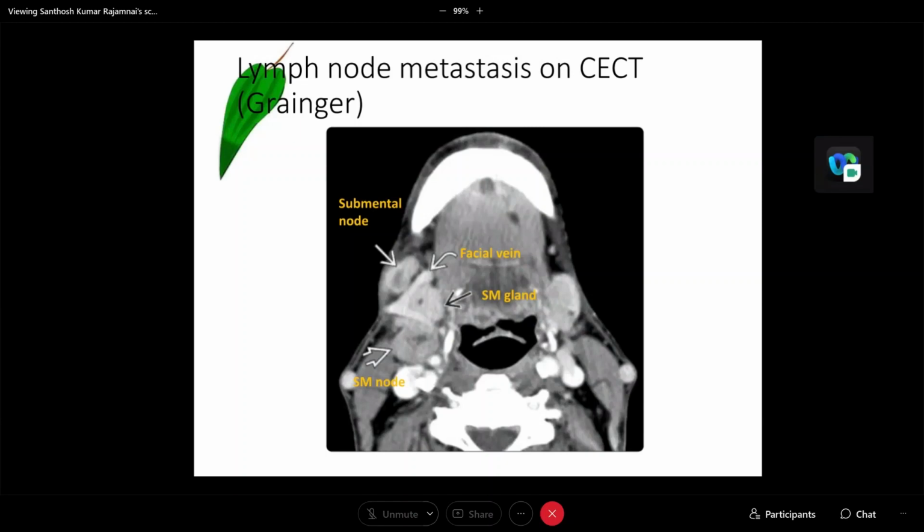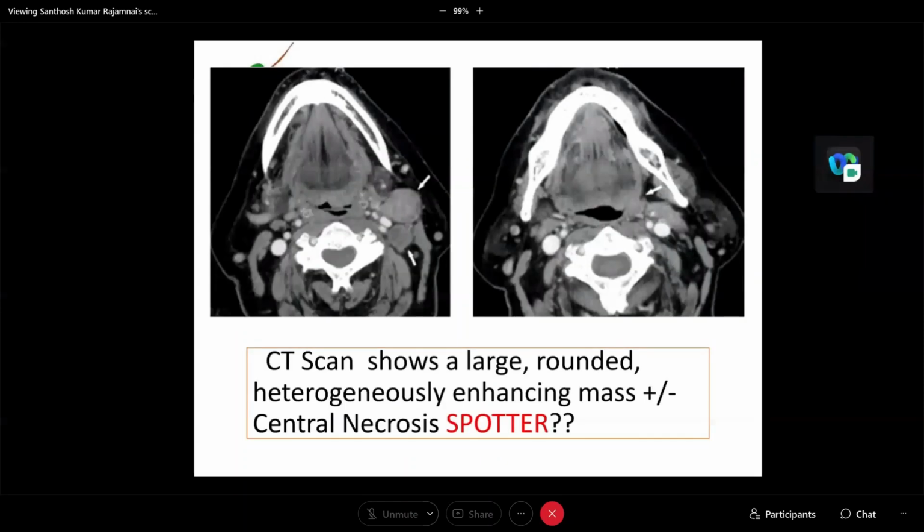And then you can see the enlargement of the submandibular and submental nodes. These are probably malignant nodes. Why? We'll talk in the next slide. This picture is taken from Granger. Okay, coming back, this is again a spotter. This one is also a spotter. Same findings, both CT scans.